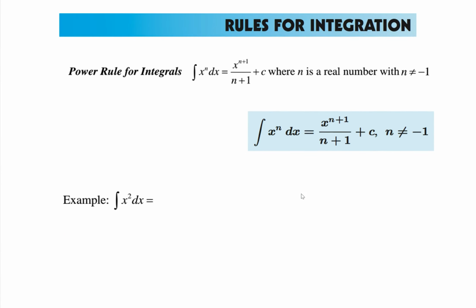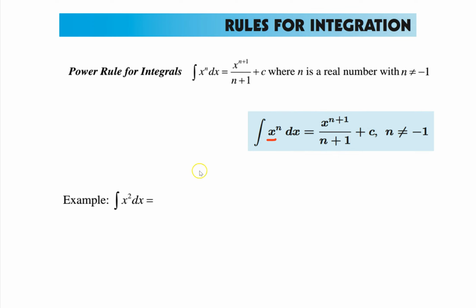Let's go over our first rule. Just like what we learned first in derivatives, it is the power rule. So the power rule for integrals. The general idea is this. For the derivative, bring it down, subtract 1 off. To integrate, you add 1 to the power and divide by the new power. That's the rule.